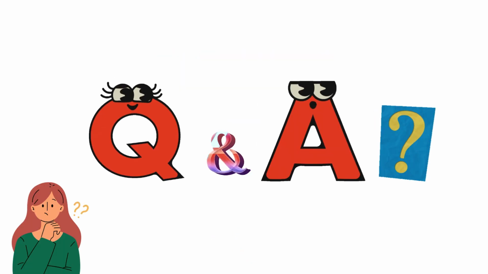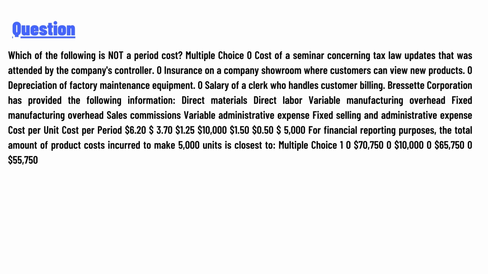So our today's question is, which of the following is not a period cost? Multiple choice: cost of seminar concerning tax law updates that was attended by the company's controller, insurance on a company showroom where customers can view new products, depreciation of factory maintenance equipment, salary of a clerk who handles customer billing.